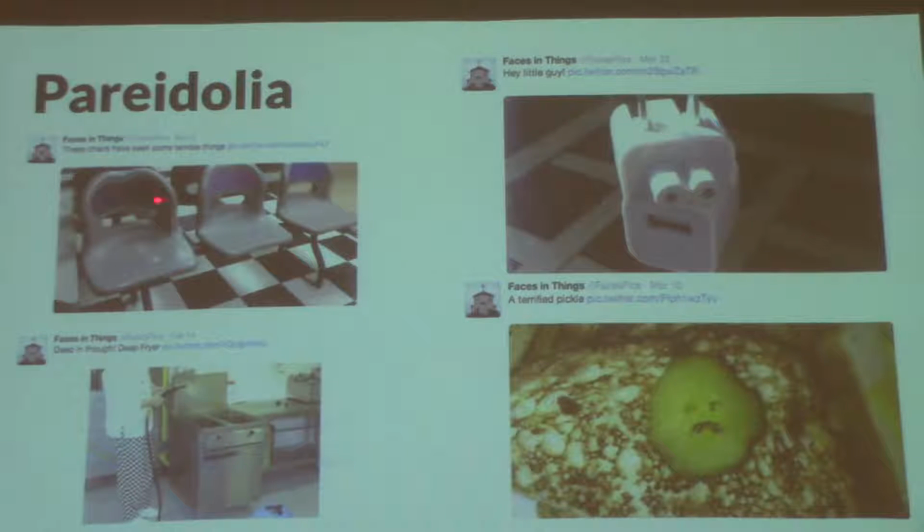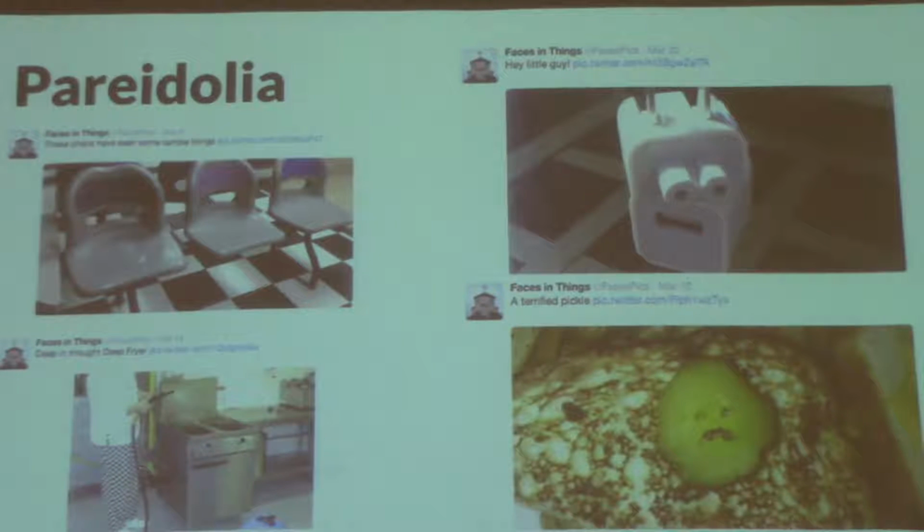And here, these chairs look like faces, this apple plug looks like a face, and you could say this is a deep in thoughts, deep fryer. So of course these are not faces, but our visual system is primed to recognize faces because they're important for us. So we do recognize the shapes, and this effect is called pareidolia.